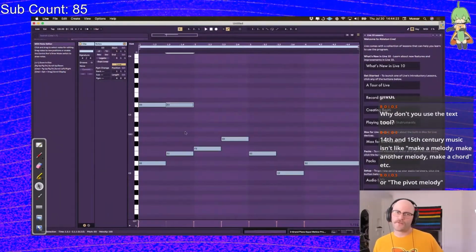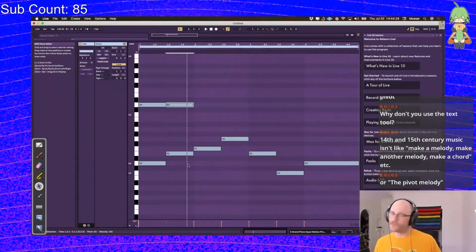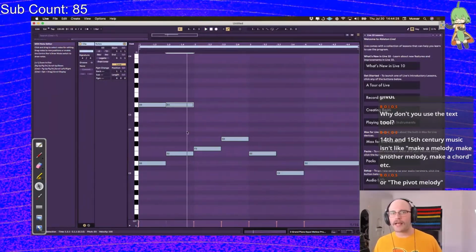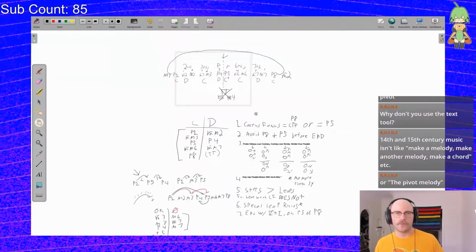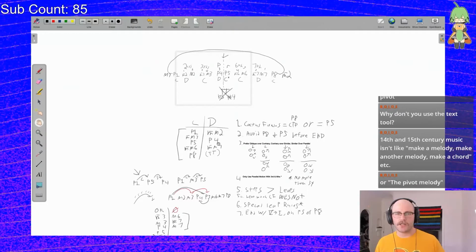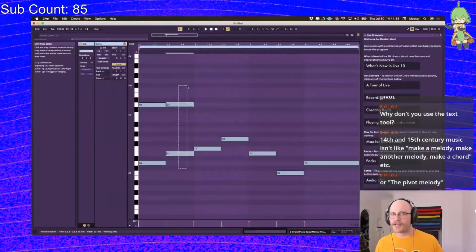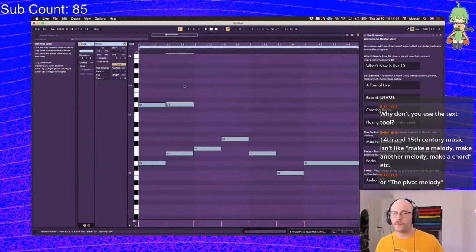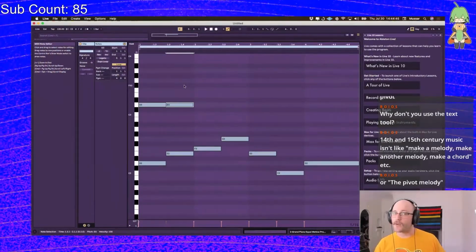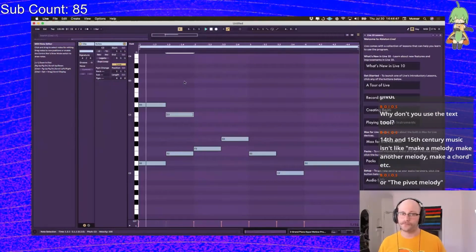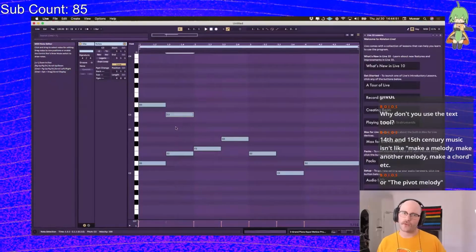So first, can we do oblique motion? Nope. Already I can hear that that's a dissonant note. If we go back to our list, we can see that in our dissonant notes, we have the minor and major seventh. This is a minor seventh. So now let's do contrary motion. The melody is going up, so let's go down. Ooh, so that's kind of cool.